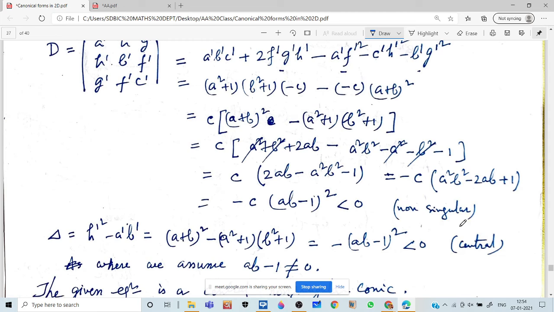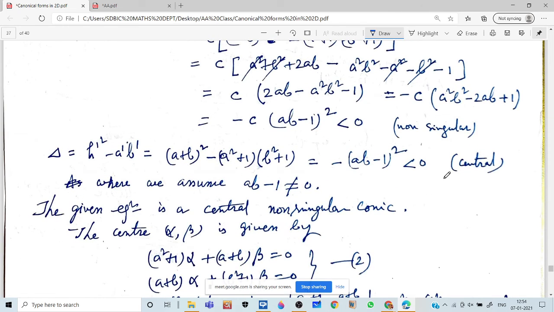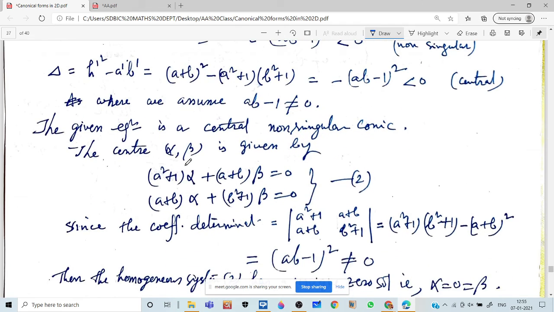So this is a non-singular conic, and delta is equal to this form. Rearranging, multiplying and simplifying, you get minus (ab minus 1) whole square, which is negative. So this is a central conic. We assume that ab minus 1 is not equal to 0. The given equation is a central non-singular conic, so let alpha, beta be the center.